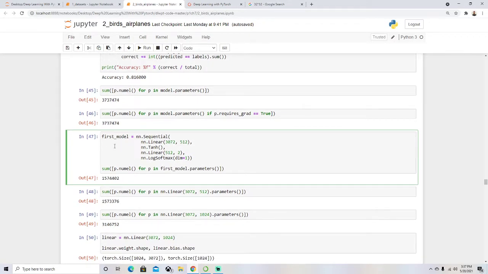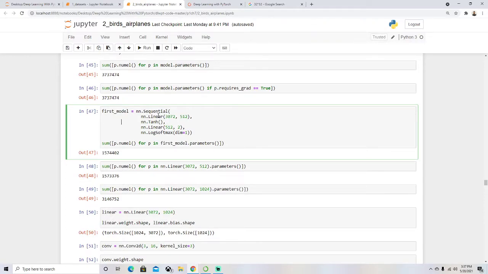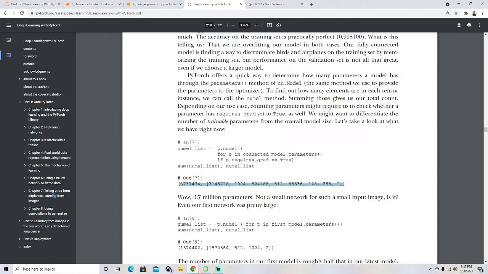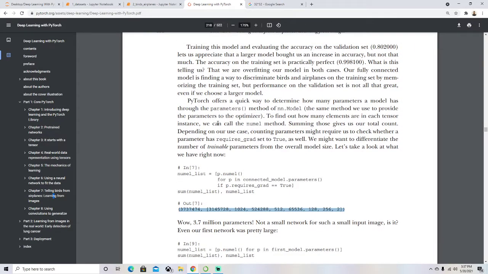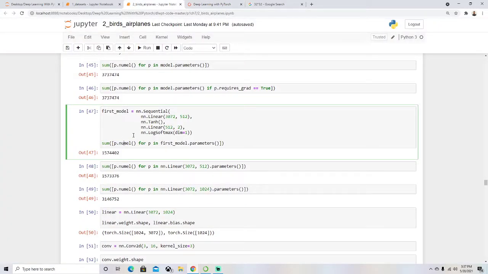Okay, so now they're doing that. Exactly what I said. First model equals nn.Sequential, Linear 3000 to 512 to 512, and the number of parameters is p.numel(). I don't know what numel means, but it's p.numel() for p in first_model.parameters(). Do they mention what that numel is? We can call the numel method. I don't know how they came up with that word, but just know that it is going to count the number of parameters within the system.